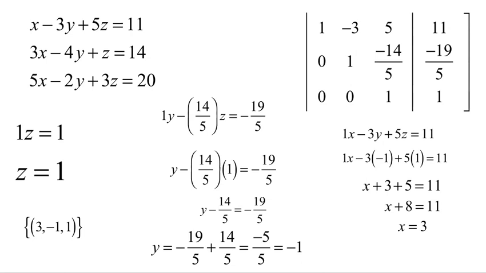Our solution set is the single point 3, negative 1, 1. And that will conclude this lesson.